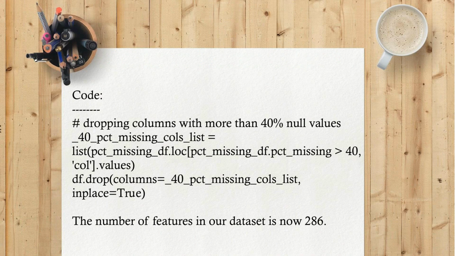Code. Dropping columns with more than 40% null values. 40_pct_missing_cols_list = list(pct_missing_df.loc[pct_missing_df.pct_missing > 40].columns.values). df.drop(columns=40_pct_missing_cols_list, inplace=True). The number of features in our dataset is now 286.